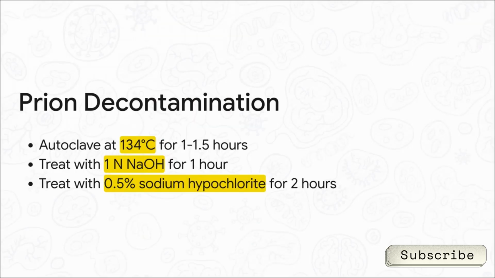You need to memorize these numbers. Seriously. These are the specific extreme protocols you have to use for prion decontamination. A standard autoclave runs at 121 degrees Celsius. For prions, you have to crank it up to 134 degrees for at least an hour. Your other options are soaking the instruments in 1 normal sodium hydroxide for an hour or in concentrated bleach for 2 hours. Anything less than this is not going to be effective.